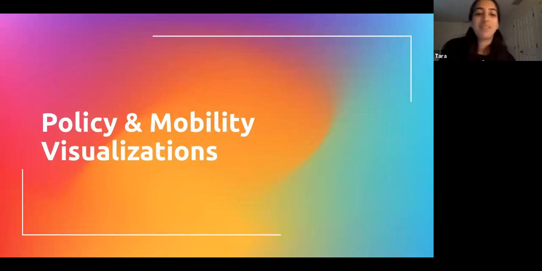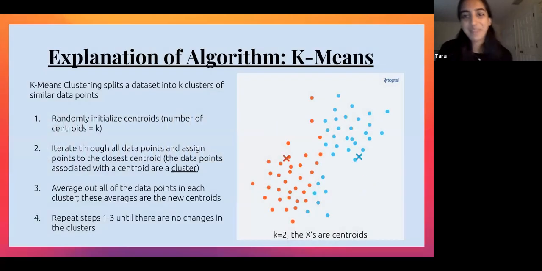So now I'll talk about the visuals I made from the policy and mobility data. And first I'll talk about the algorithm I used to make these. So K-means is an algorithm that's useful for splitting a data set into a number K of clusters, clustered by similar data points. And there are four main steps in this algorithm.